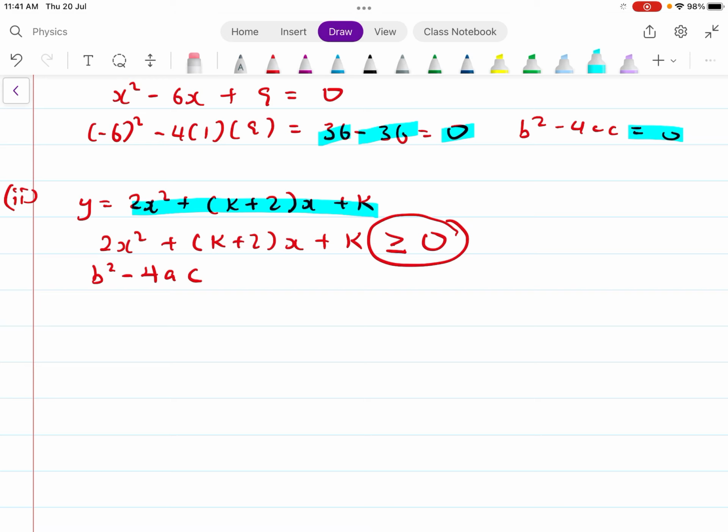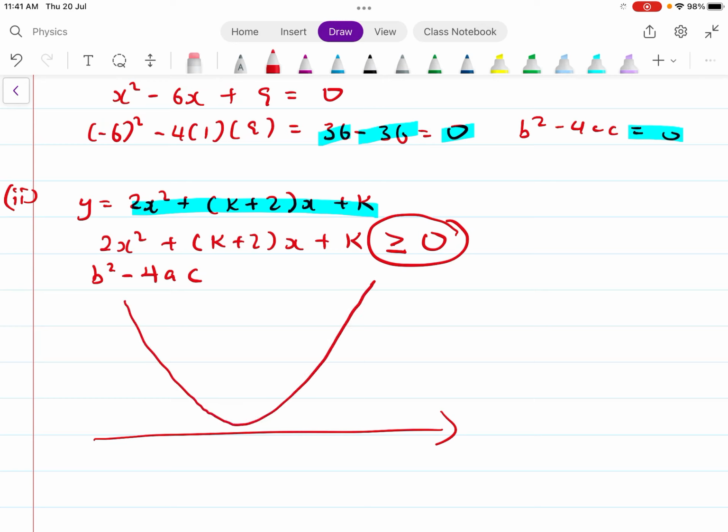Okay, part 2, they say explain why there's only one value of k for which y cannot be negative, and state the value. When I say y cannot be negative, it's as good as saying that y is equal to 0 or more than 0. So if I plot the curve, it must be above the x-axis. So what is the discriminant? Assuming that it's not equal to 0, y is strictly more than 0, it means that b squared minus 4ac is less than 0. So less than or equal to 0.